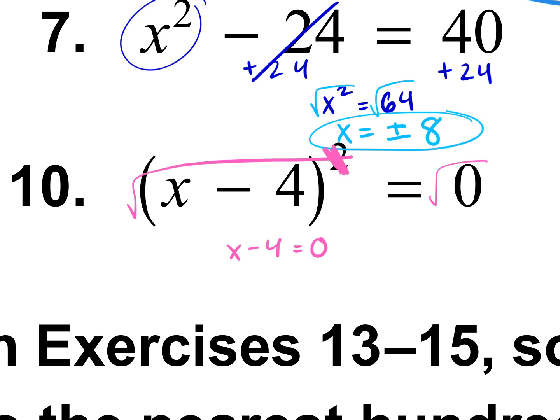Now from here, we still have to solve, so what would we do next? Add 4 to move it to the other side. So x is equal to 4. Any questions on this one?